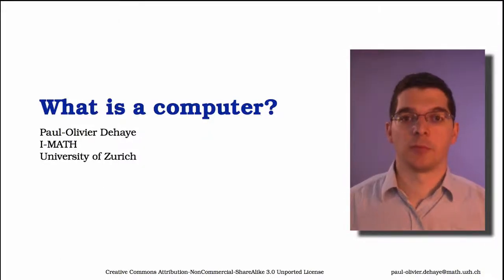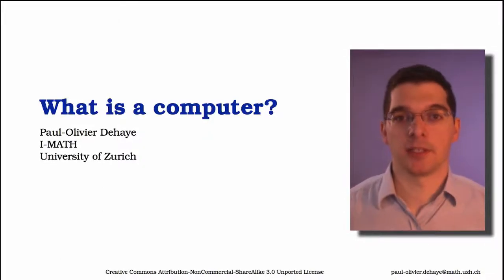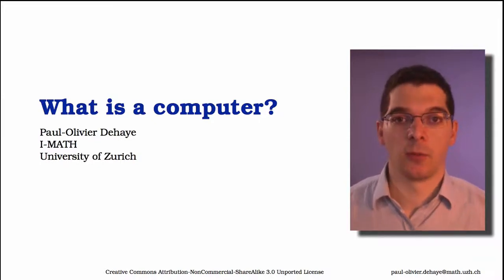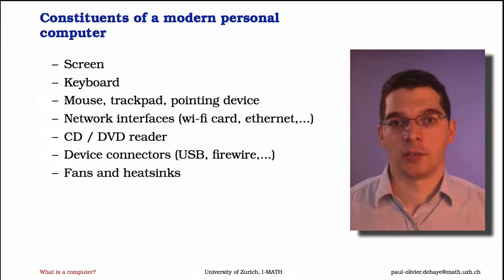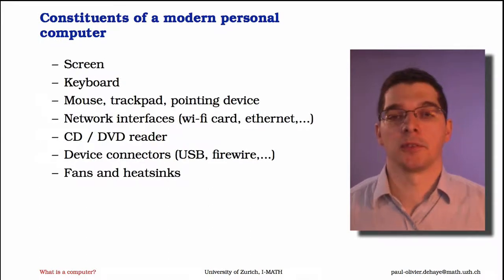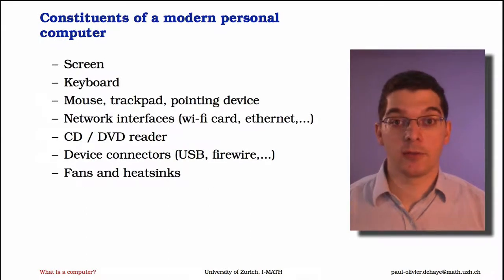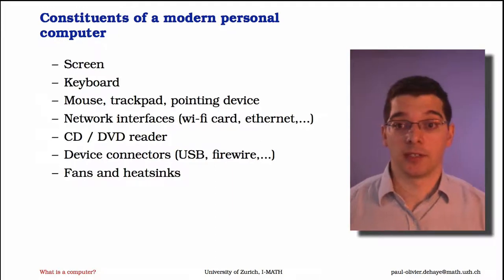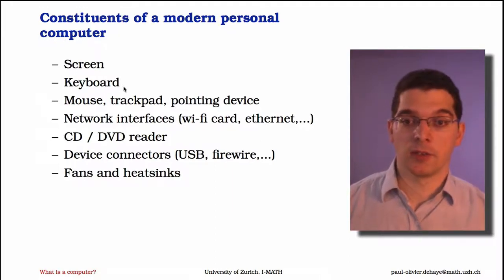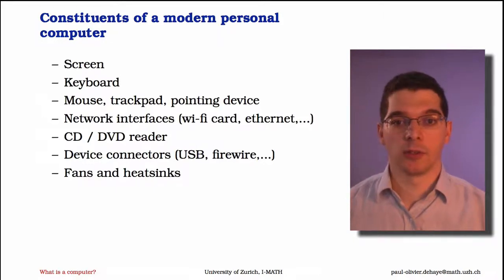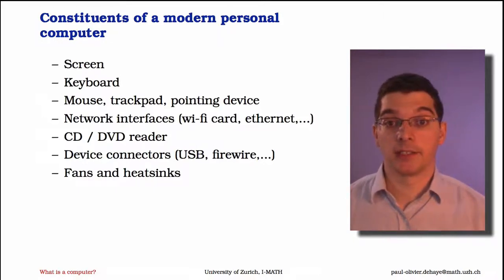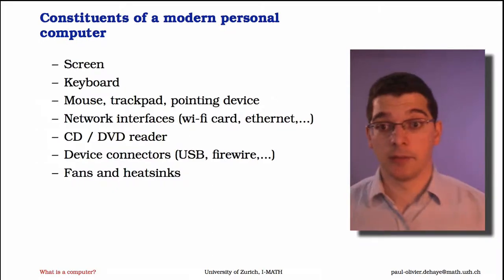So now that we know how computers came about, we might be interested in what their constituents are. What is inside a computer and how does it work in general? You know a lot of computers, and you can see some of the constituents from the outside. So you know the screen, the keyboard, the mouse, the trackpad on more modern computers. You know about pointing devices like the tablet I'm using.